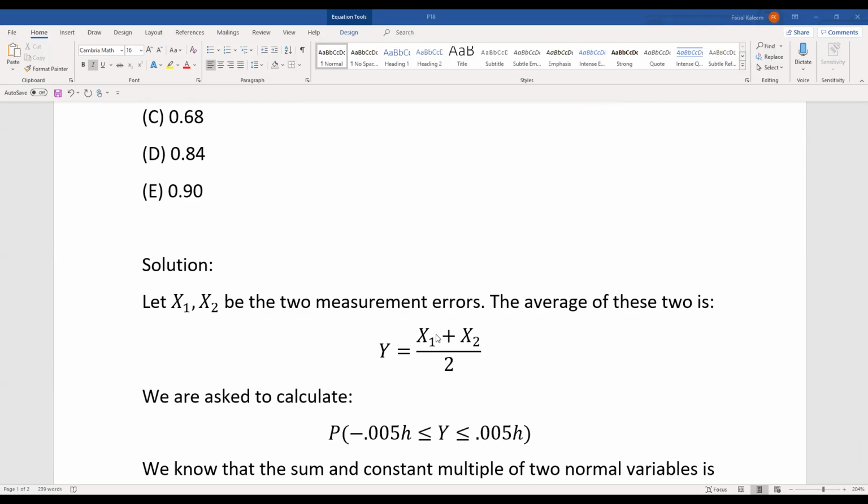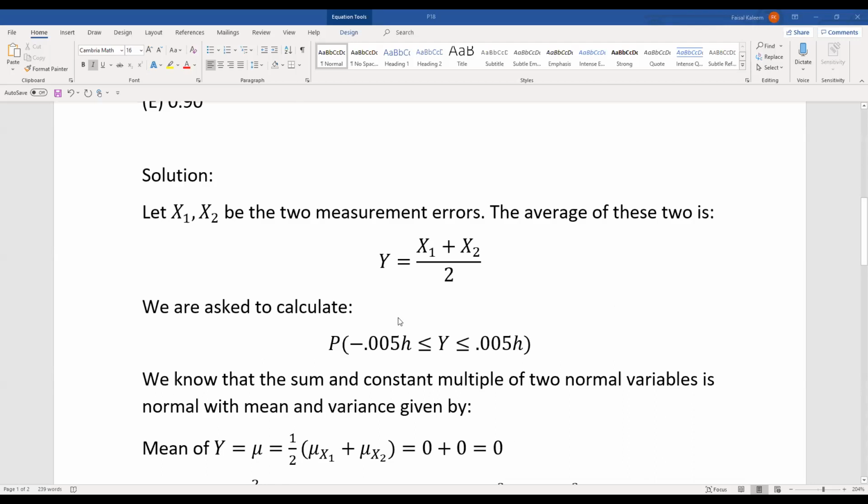So next, we know that since x1 and x2 are normally distributed and independent, their sum is also normal, and so is a constant multiple of a normal variable. So y is also normal, and the mean of y will be half times the mean of x1 plus the mean of x2, and we're given that both these means are 0. So the mean of y will be 0.